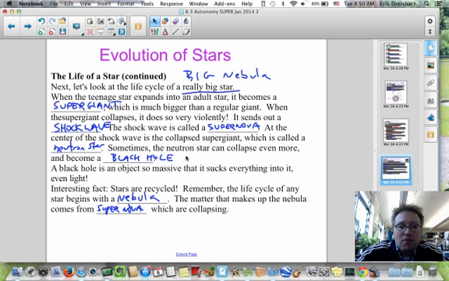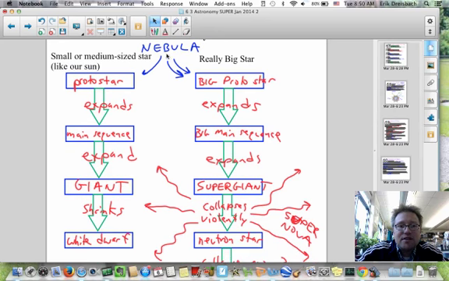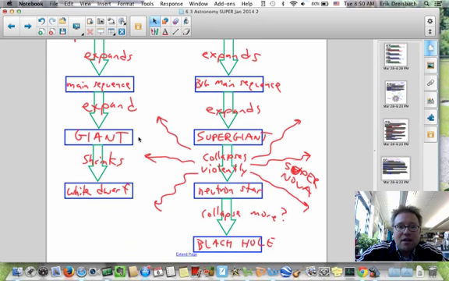So, look over this page very closely. This shows the two different types of lives of stars. They both start off as nebulas. They both become protostars that then turn into real stars once nuclear fusion starts. They become main sequence stars, perhaps big main sequence stars. One becomes a giant, the other becomes a supergiant. The giant shrinks and becomes a white dwarf. The supergiant collapses violently, releases a supernova, becomes a neutron star, and perhaps even becomes a black hole.